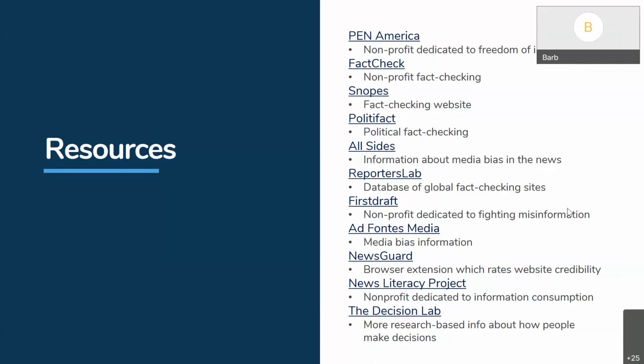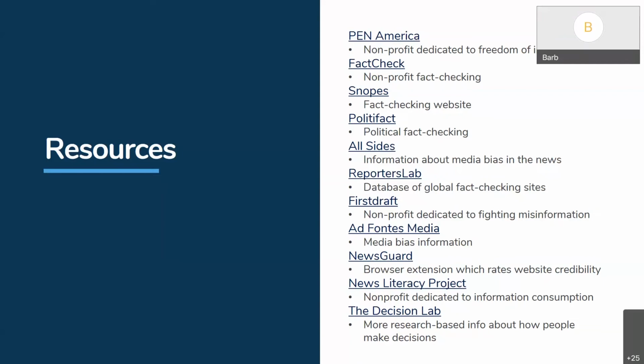PolitiFact is very similar to FactCheck and Snopes, but it focuses solely on political information. So that's a really useful website during election time, especially. All Sides, we talked about earlier, talks about information bias in the news and gives you comparisons. Reporters Lab is a database of fact-checking sites. So if you really aren't comfortable with Snopes, or don't want to use FactCheck, there are many sites out there.